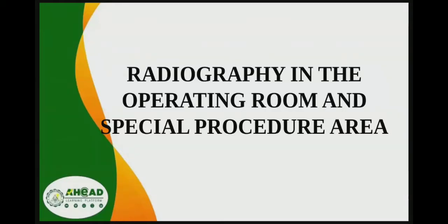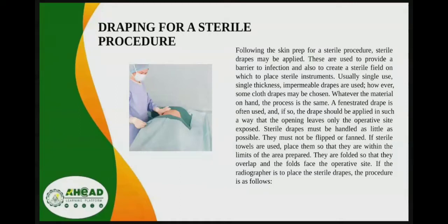Draping for a sterile procedure. Following the skin prep for a sterile procedure, sterile drapes may be applied. These are used to provide a barrier to infection and also to create a sterile field on which to place sterile instruments. Single-use, single-thickness, impermeable drapes are used. However, some cloth drapes may be chosen. Whatever the material on hand, the process is the same.